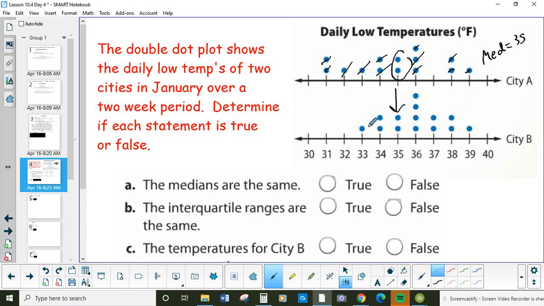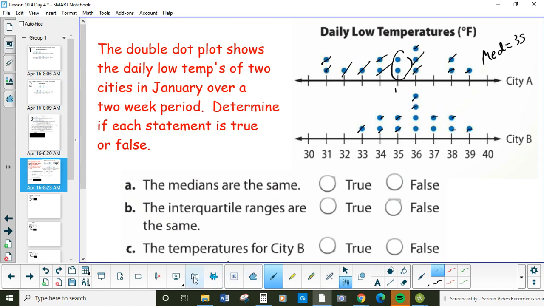City B, we have 1 and 1, 1 and 1. And you know what? Let's try it another way. If you got that way, great. But some of you like to take shortcuts. Let's try another way for some of you. Let's just count how many there are. There's 1, 3, 5, 6, 7, 8, 9, 10, 11, 12, 13, 14.